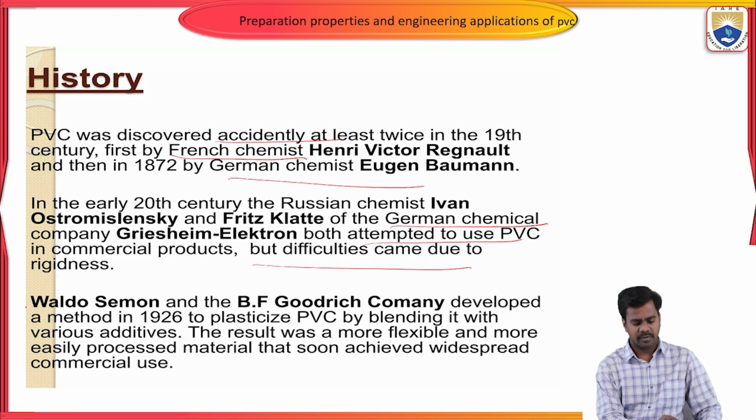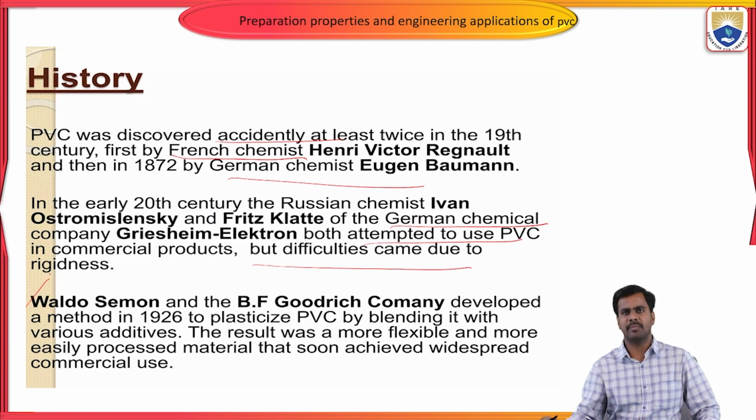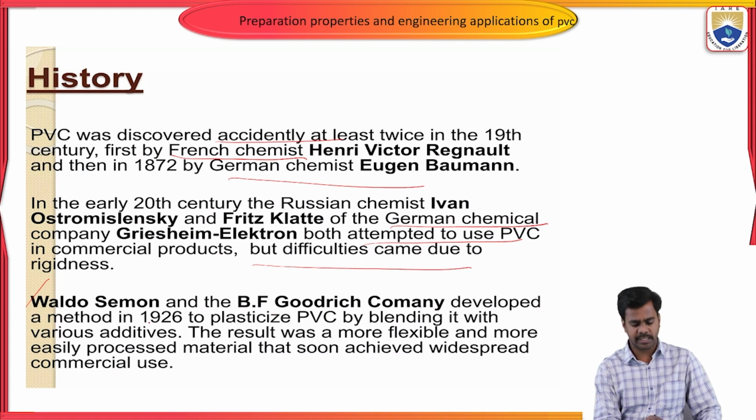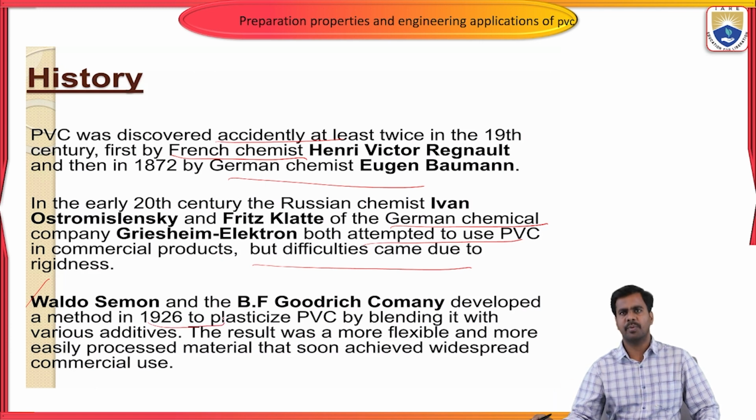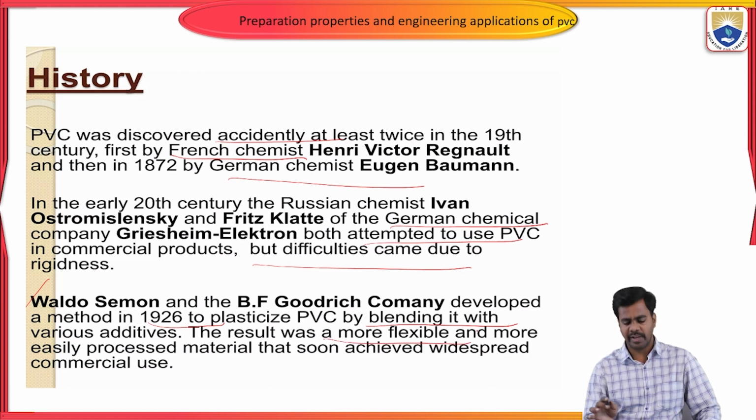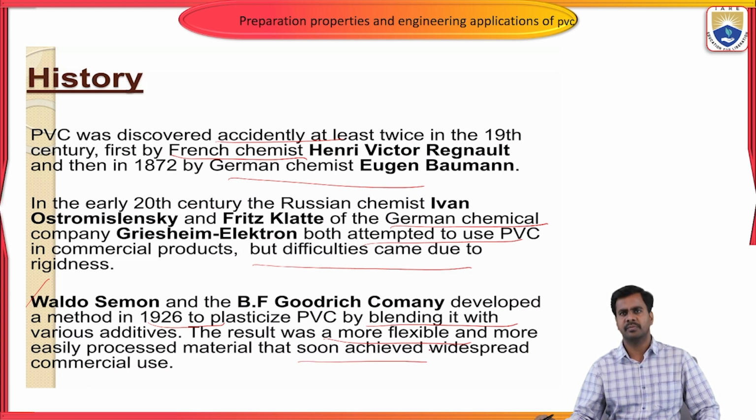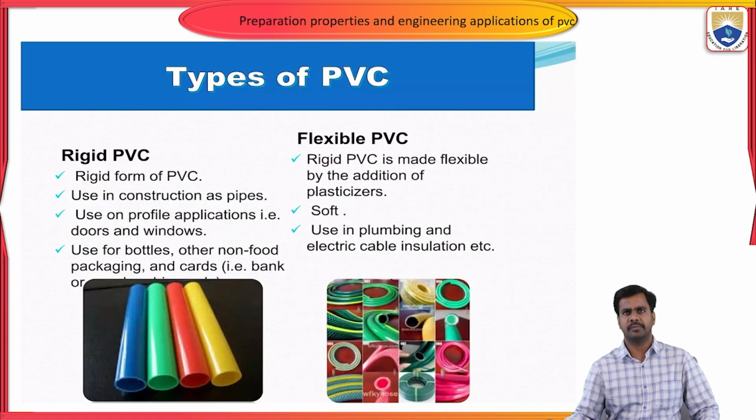And later, Waldo Semon and the B.F. Goodrich Company developed a method in 1926 to plasticize PVC by blending it with various additives. The result was a more flexible and more easily processed material that soon achieved widespread commercial use.